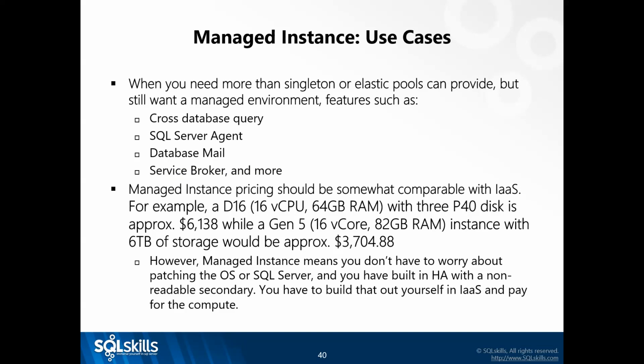While a Gen 5 16 vCore with 82 gig of RAM instance with 6 terabytes of storage, not using Azure Hybrid Benefit, was $3,704.88. So not quite half price, but a good third or more less. Plus that 16 vCPU, 64 gig of RAM, for high availability, they would need to spin up another.